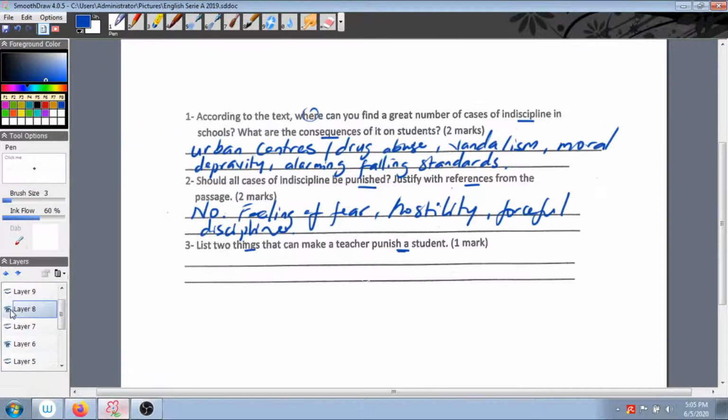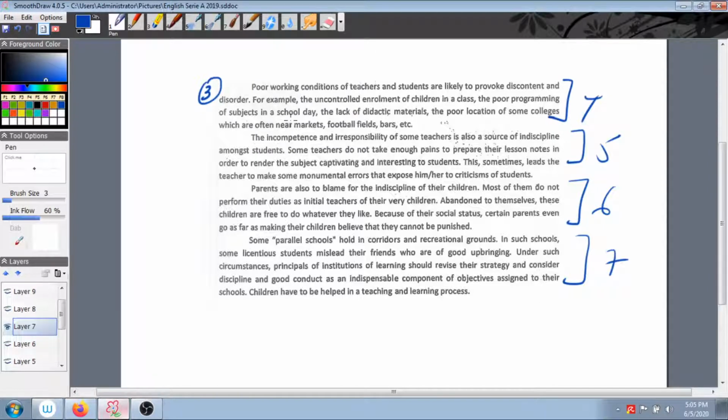Okay, let's move to question 3. List 2 things that can make a teacher punish a student. Well, I think I located the answer to this question right over here. Paragraph 4. They said, poor working conditions of teachers and students are likely to provoke discontent and disorder. Okay, discontent and disorder on both parts, both the student and the teacher. Both the students and the teacher are going to be discontent, but generally speaking, the disorder will come from the students.